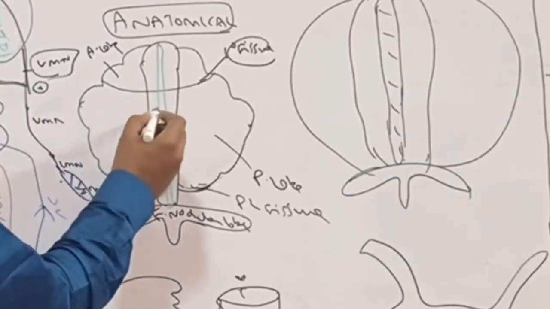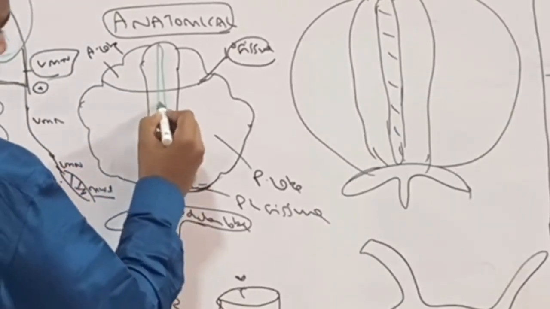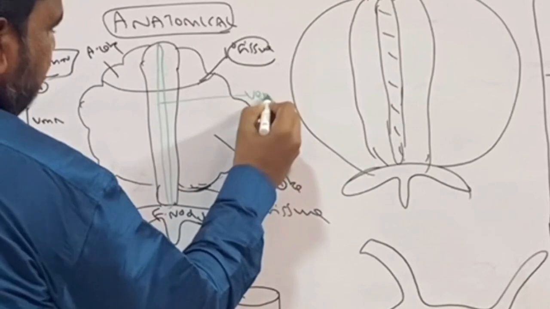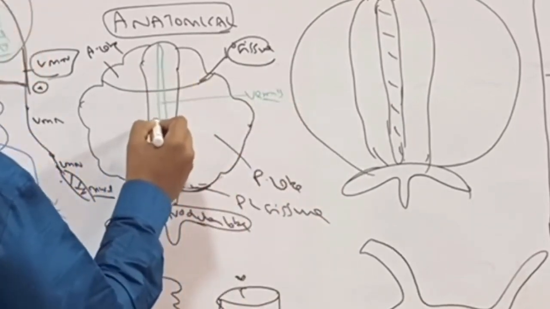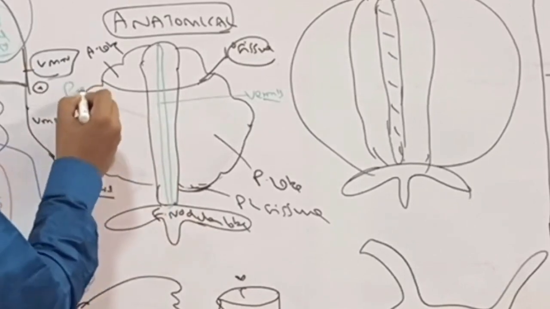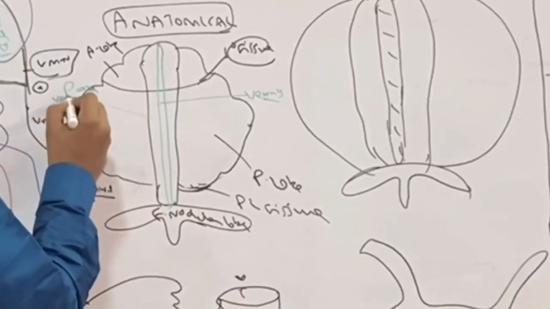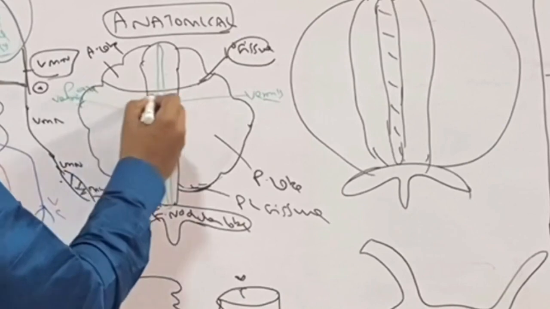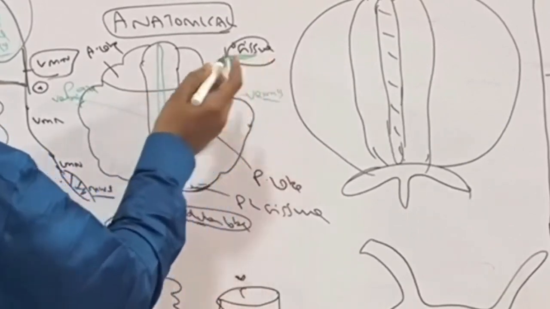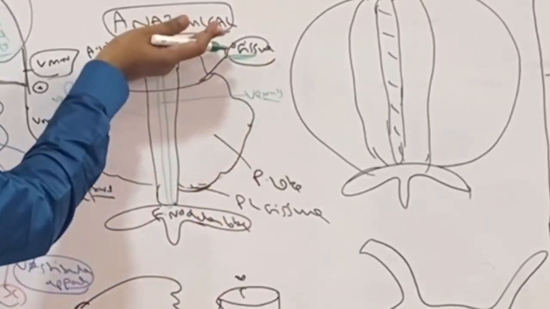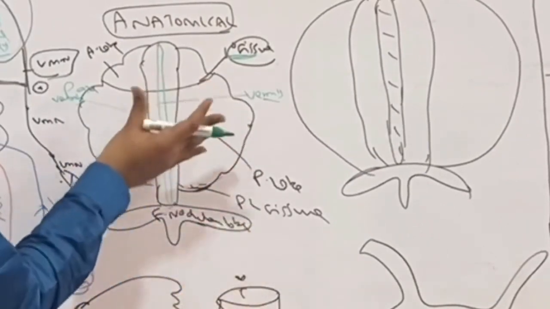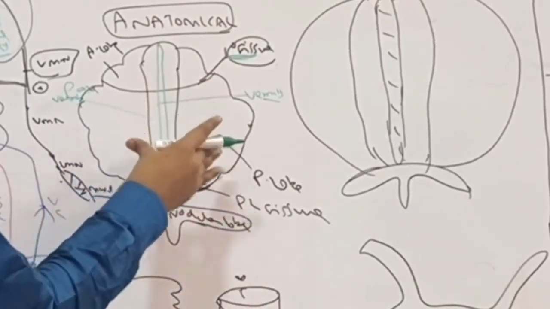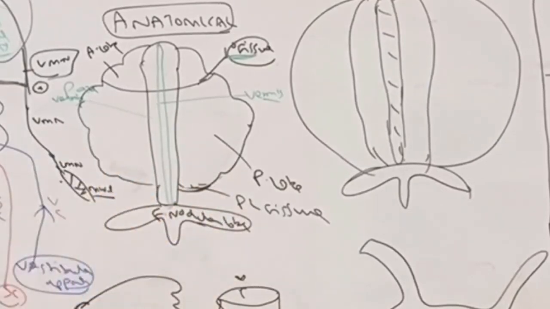The center portion, the green color, we call it the vermis. This one we call the paravermis. As I told, this is the primary fissure which divides the cerebellum into anterior lobe and posterior lobe. This is the posterolateral fissure which divides the posterior lobe from the flocculonodular lobe. So this is the anatomical division of the cerebellum.